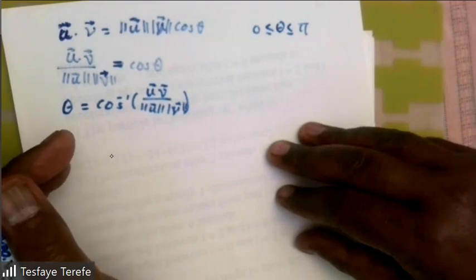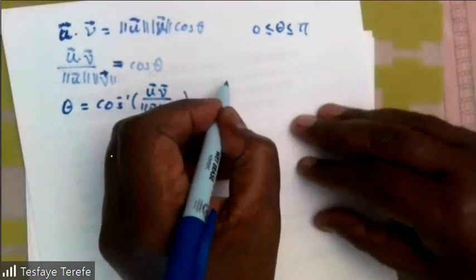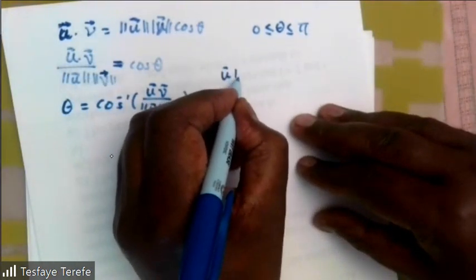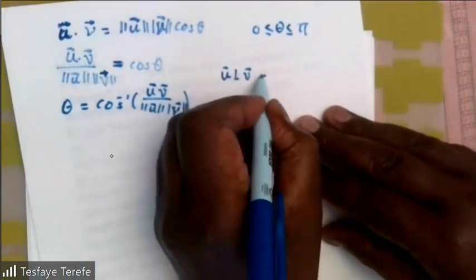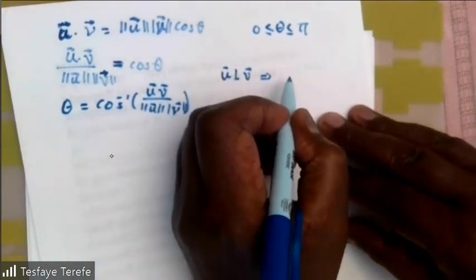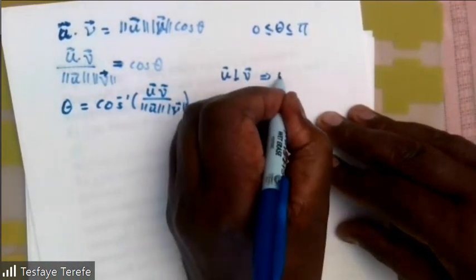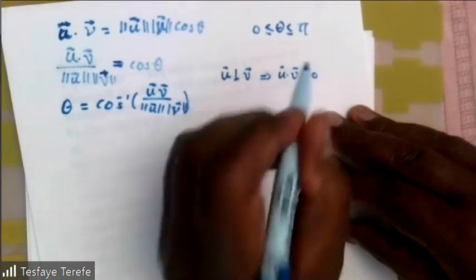Therefore, cosine is going to be 0 when theta is pi over 2. All right? If vector u and vector v are orthogonal, from here we can say the dot product is going to be 0.